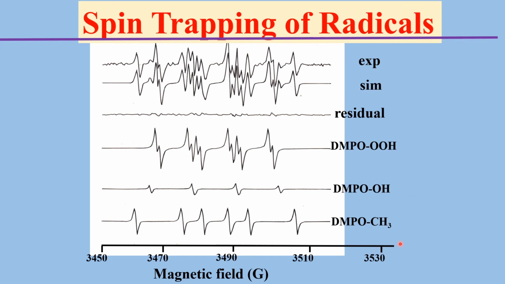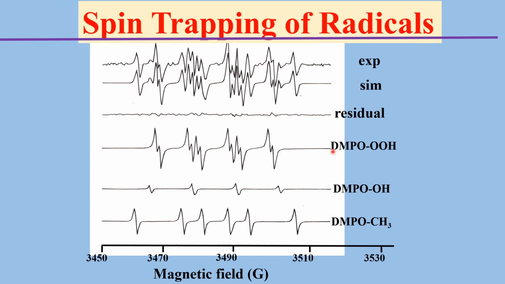Here, the different free radicals are trapped by DMPO, the spin trap. For example, with the methyl radical, DMPO forms an adduct. It gives a characteristic EPR spectrum. For the hydroxyl radical, you will get this characteristic spectrum. From the EPR spectrum, we can determine the free radicals formed.